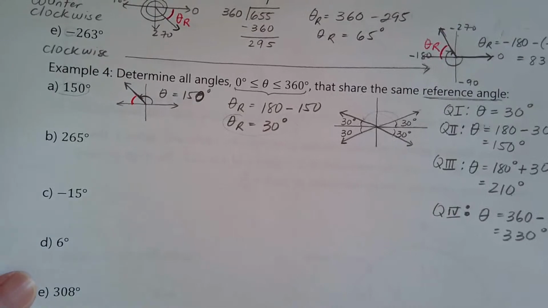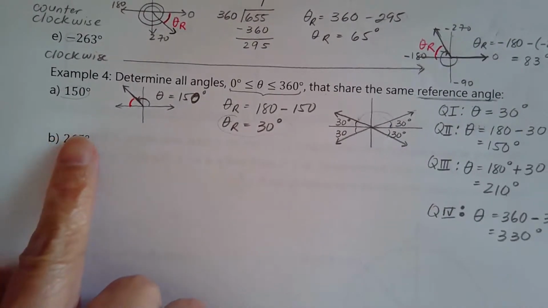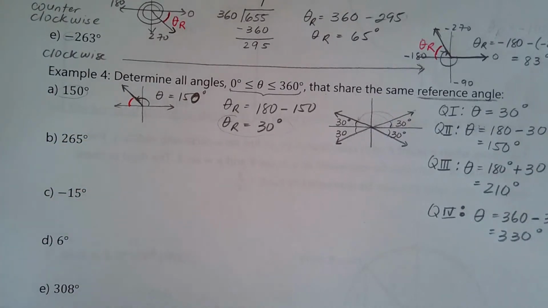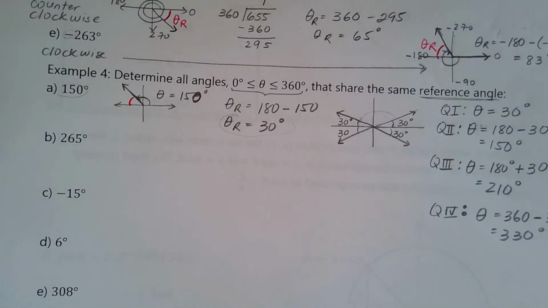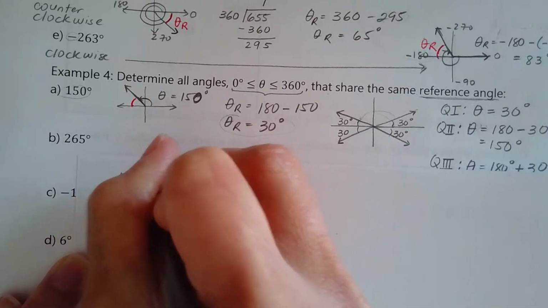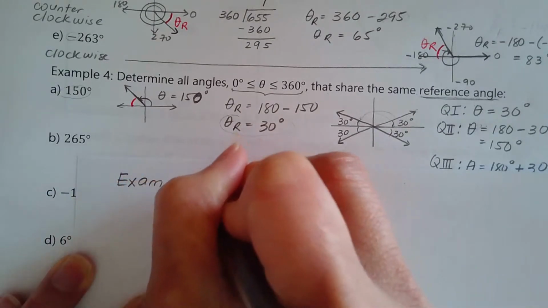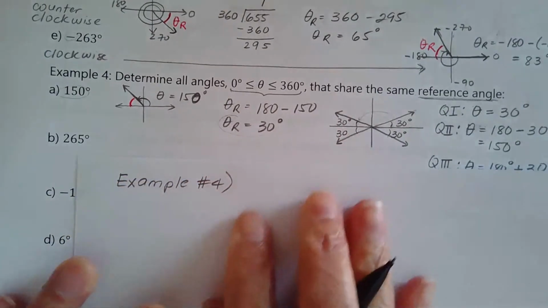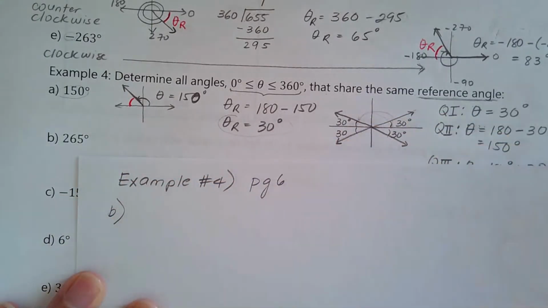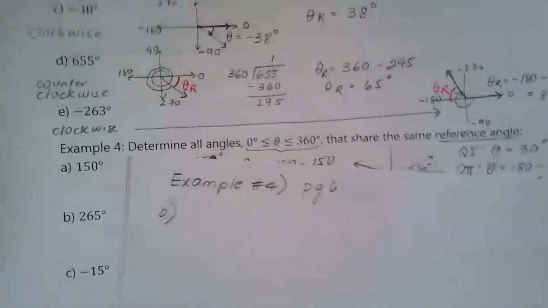I'm really running out of room in here. So what I'm going to do is continue on example number 4, B, C, D, and E on a separate sheet of paper so that I don't squeeze my paper in there. So this is a continuation.